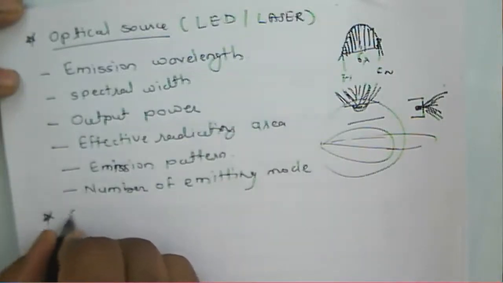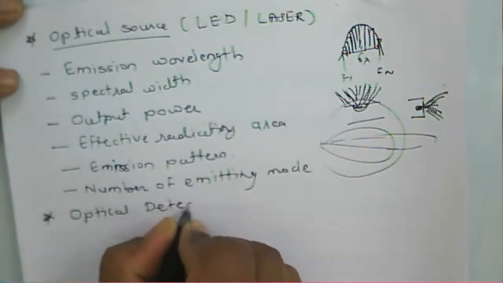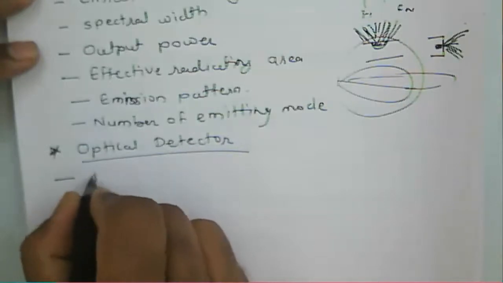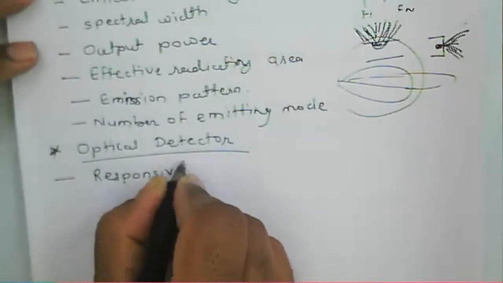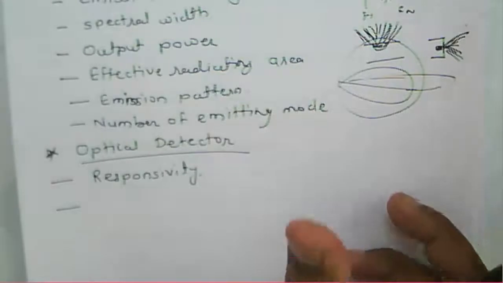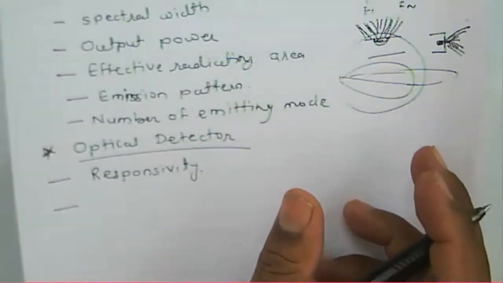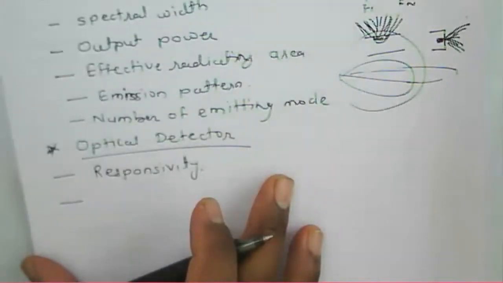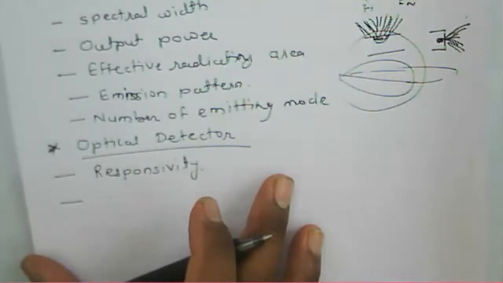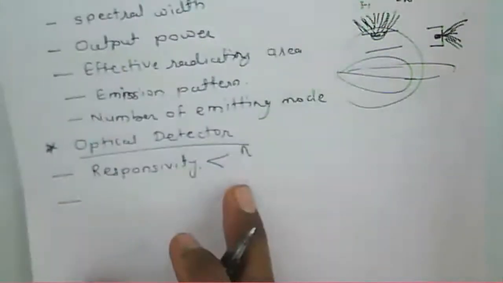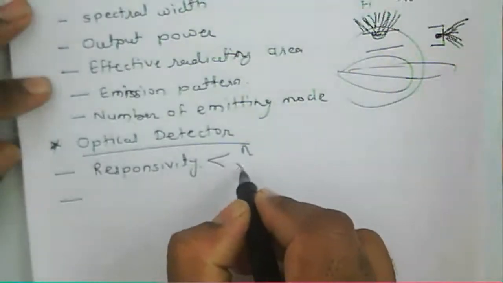Then from the detector side, the optical detector, the main requirement is responsivity. So responsivity means what? For a given particular optical power or a particular photon, how your receiver will respond to that given photon. So that is responsivity. Responsivity depends upon the quantum efficiency and the operating wavelength.